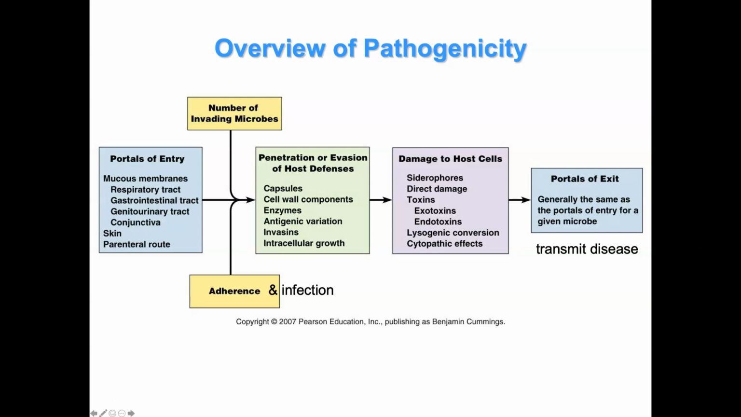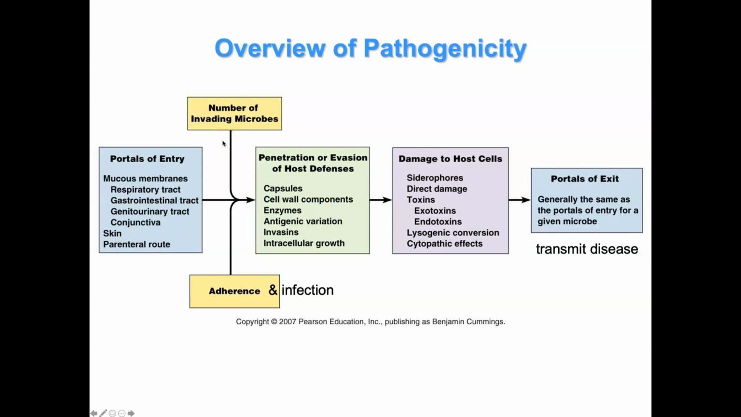Okay? So how do microorganisms usually enter our body? Various portals of entry include the mucous membrane. The mucous membrane includes the respiratory tract, the gastrointestinal tract, genitourinary tract, and the conjunctiva, the eyes. There is also the skin and the parenteral route.